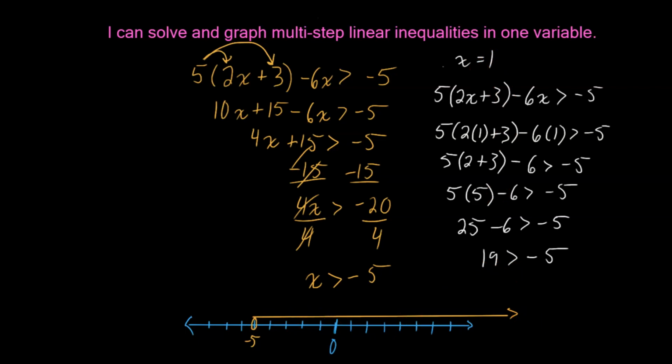So we can see the process for solving multi-step linear inequalities is very similar to the process of solving multi-step linear equations. So you follow the same rules, follow the same process. There's a couple of other more nuanced rules that we'll get to later, but for now it's just following that same process. So that is it for our video. I hope by now, with a little bit of practice, you can say I can solve and graph multi-step linear inequalities in one variable.